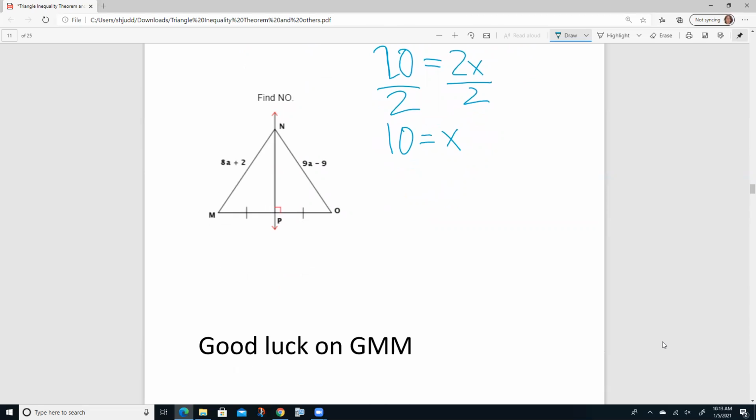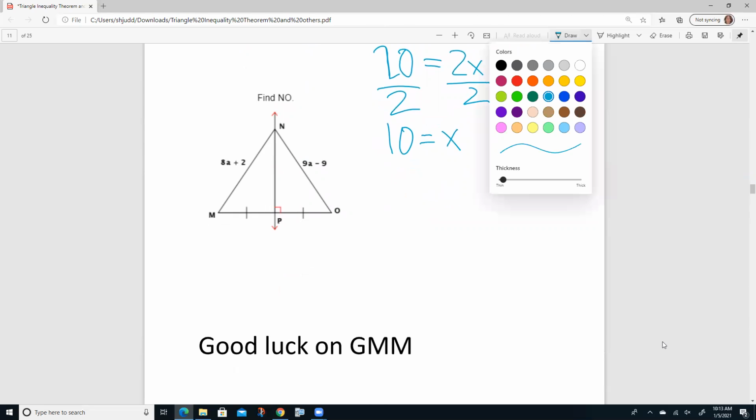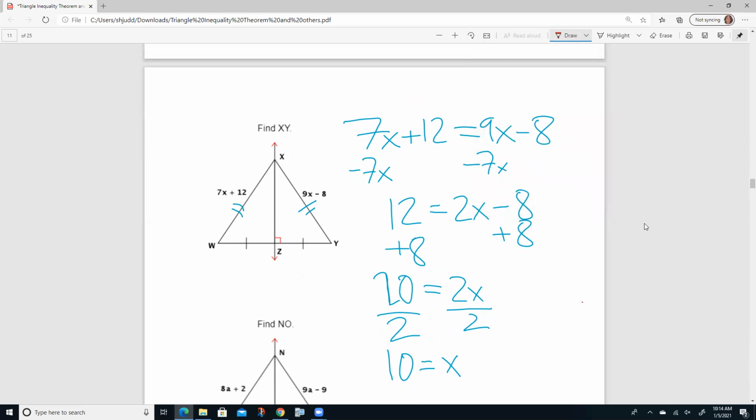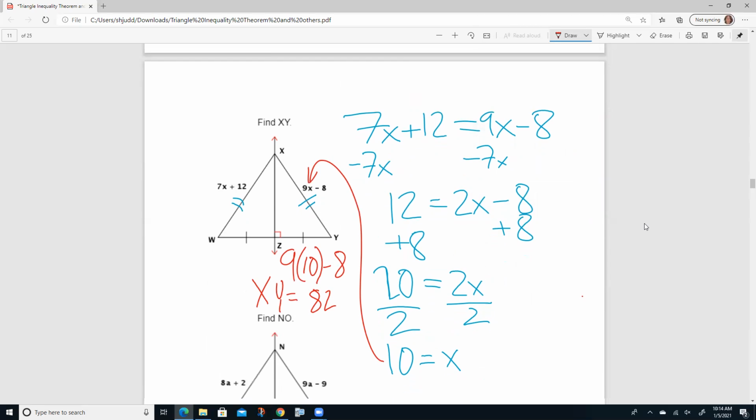Now we have the same situation. We have two things that are equal. We're going to set them equal to each other. Oh, I guess on all of these problems, I might have been skipping something. I found the value of x on this last problem. Does that mean I found the value of XY? No, I need to make one final step. I need to plug in that. So I've got 10 times 9 minus 8, giving me 82. And 82 is from X to Y. I guess always make sure you're answering the question that you're being asked.